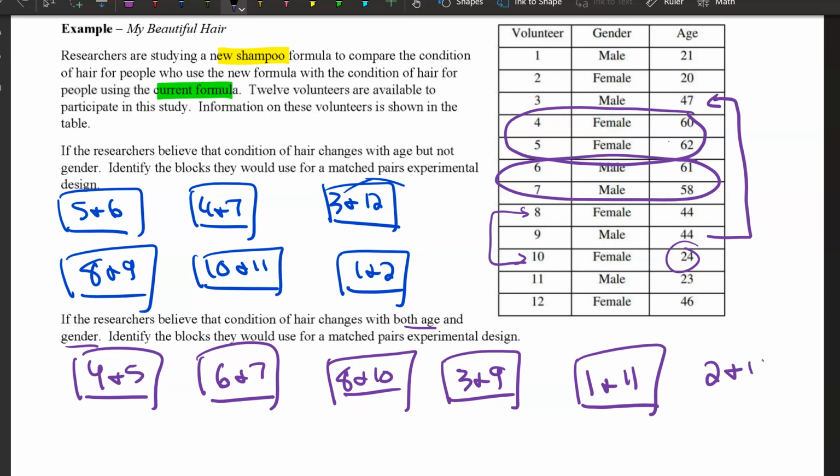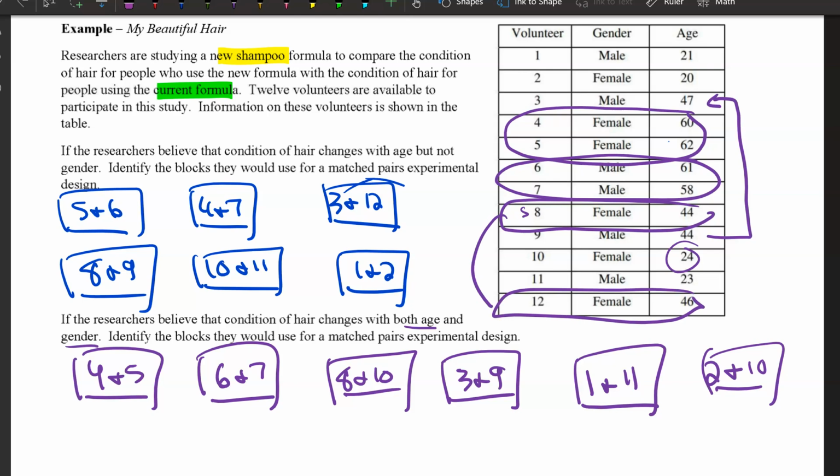Did I screw that up? Let's go back here. 8. 8 was oh, I should have been this. The 40-something female is matched with the 40-something female. That should have been 8 and 12. Sorry. So now we can see how each of these react to the different shampoos. These are two girls that are old. These are two guys that are old.